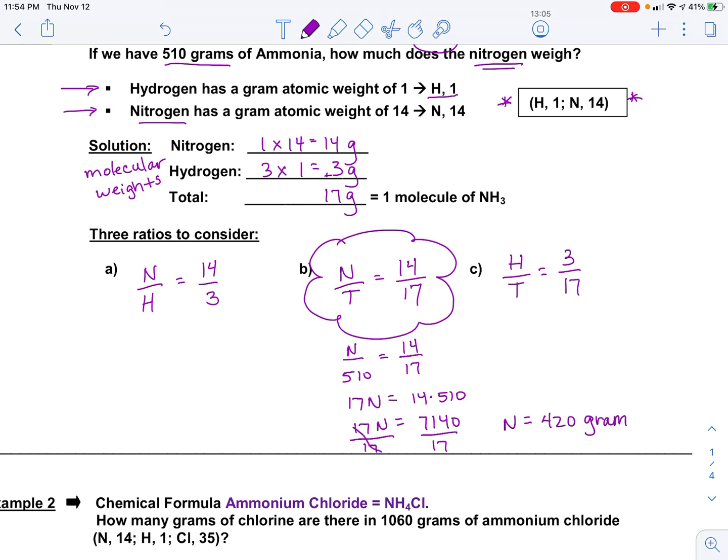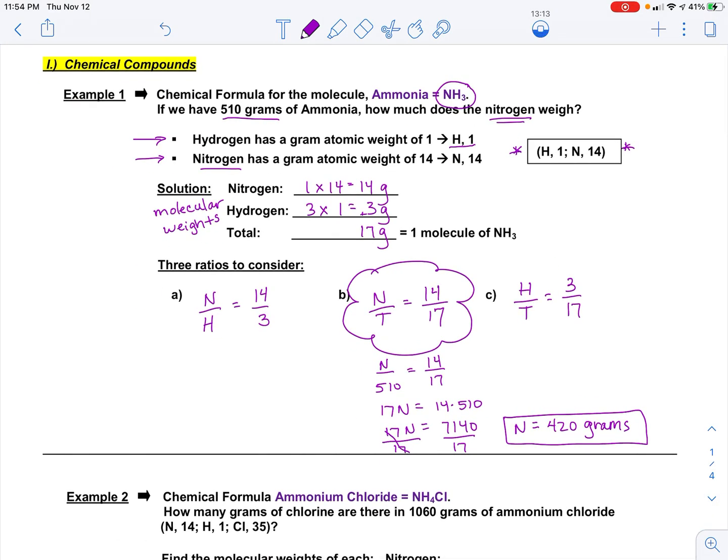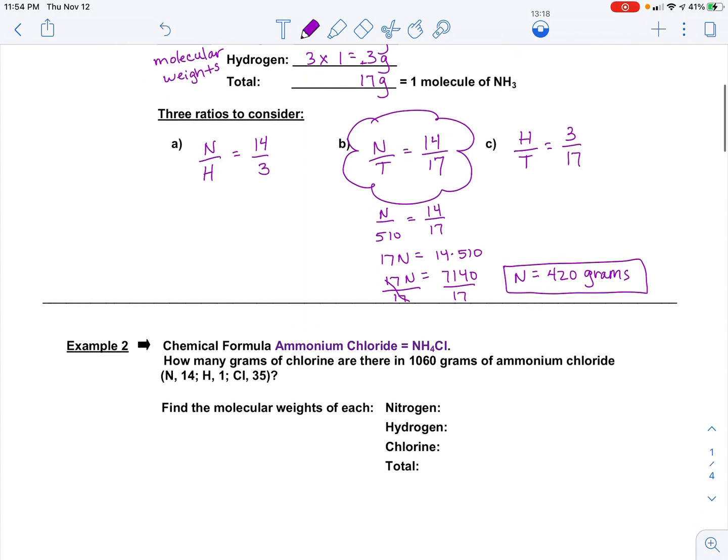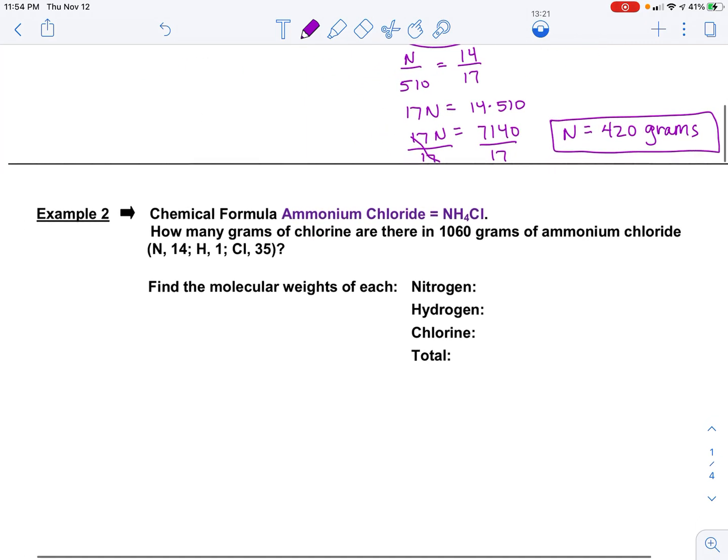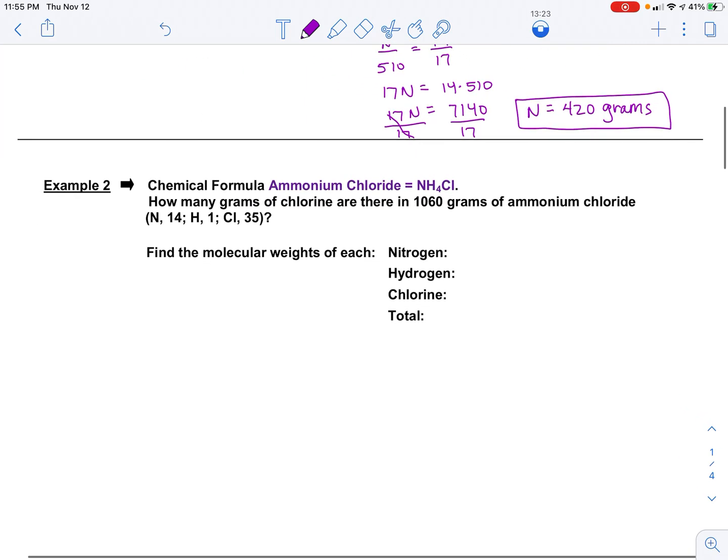If you put that in your calculator, you should get the same. And that's how much the nitrogen in that molecule weighs. Okay, so you can use various parts of your information to set up a proportion and solve for whatever it is asking for. So let's do one more like this.